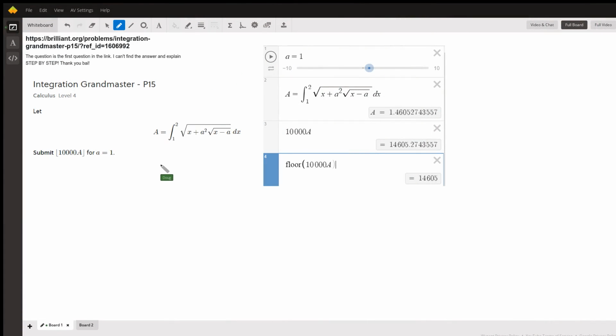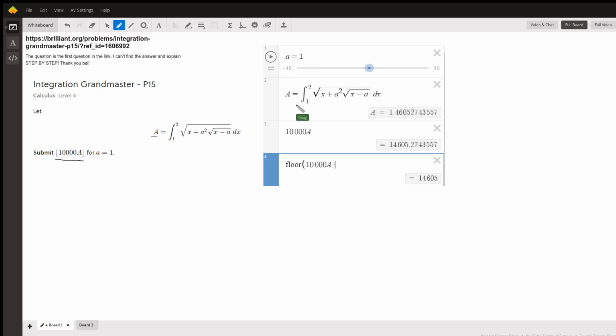Okay, I'll help get you started on this one. Board 2 has some more detail, but it looks to me like we want to evaluate this definite integral for the value little a equals 1, and we're finding using the greatest integer function of 10,000a. So whatever a turns out to be, we'll multiply by 10,000 and then find the greatest integer that's less than or equal to that. And that looks like what's happened over here.